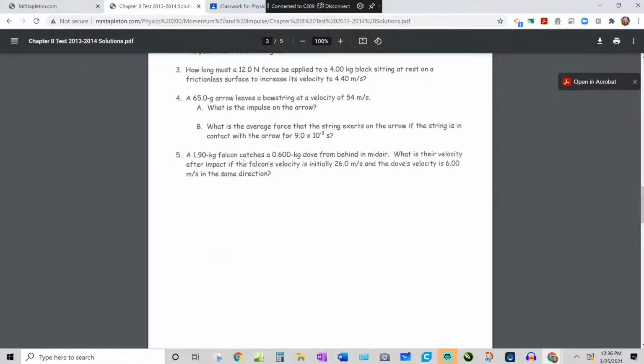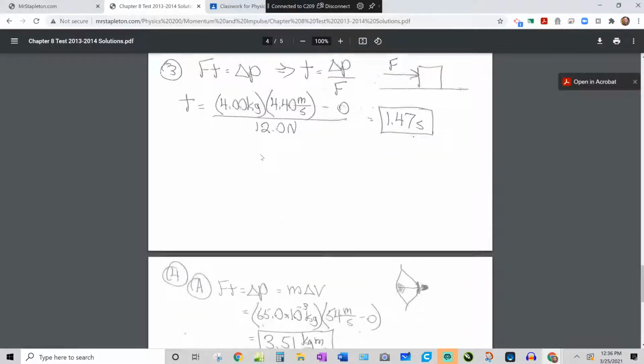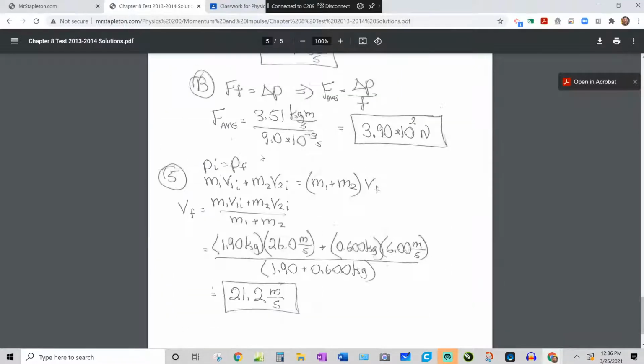So, problem number 5, we've got a falcon and a dove. And we've got the mass of both of them, and the falcon is chasing the dove from behind in midair. What's their velocity after impact, if the falcon's velocity is 26 meters per second and the dove's is 6 meters per second in the same direction initially? So let me go down to what he did there. This is a classic conservation of momentum problem.